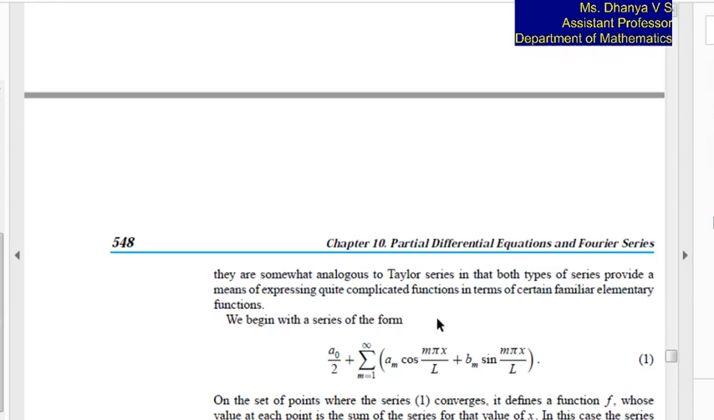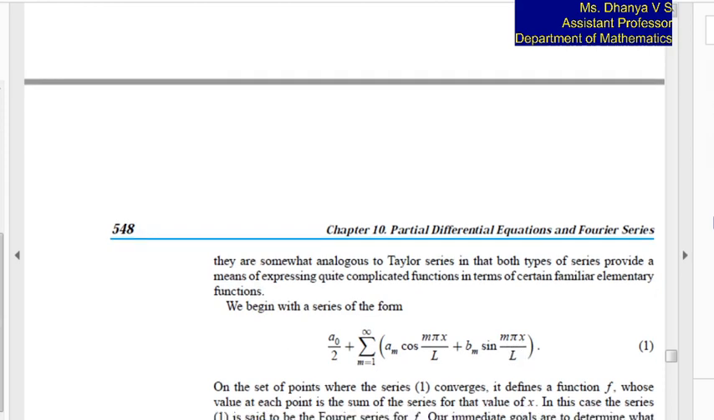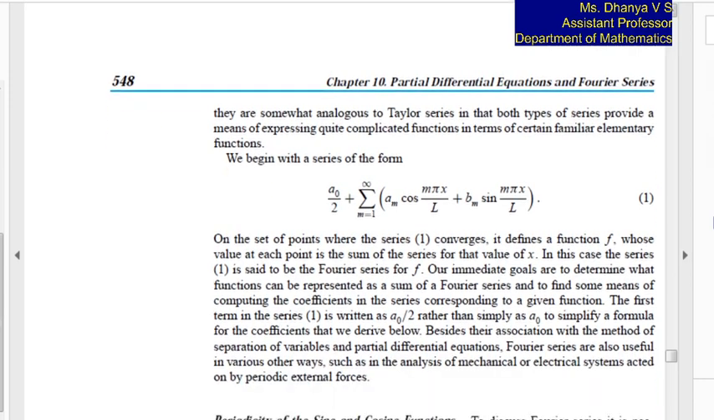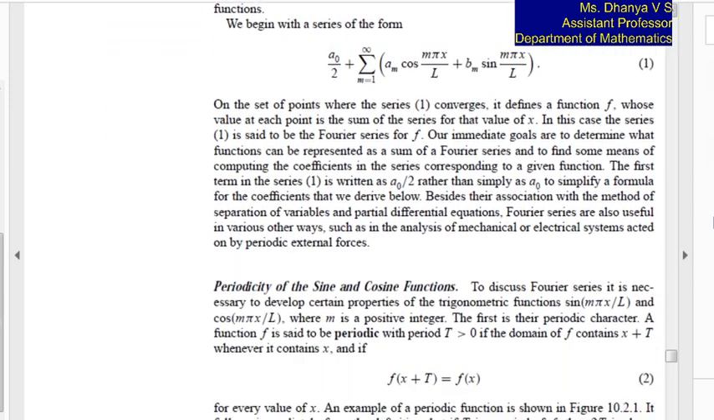So this is the series: a naught by 2 plus summation. They have used the notation m, and I have written m, doesn't matter. So a naught by 2 plus summation m equal to 1 to infinity a_m cos m pi x by l plus b_m sine m pi x by l. A series of this form is called the Fourier series. If it converges to a function f, we can determine the coefficients a naught, a_m, and b_m.